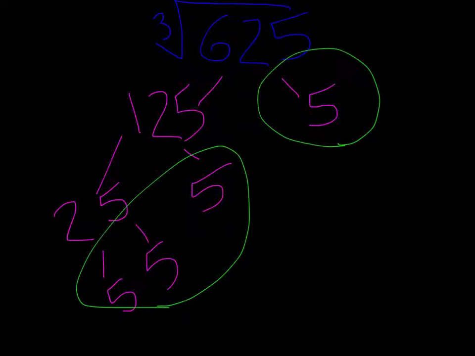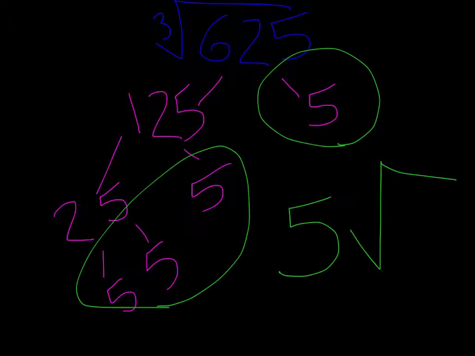So next, since you circled 3 5s, you put 1 5 on the outside for your answer, with the cube root, and then you put another 5 on the inside, and this is how you would simplify a cube root.